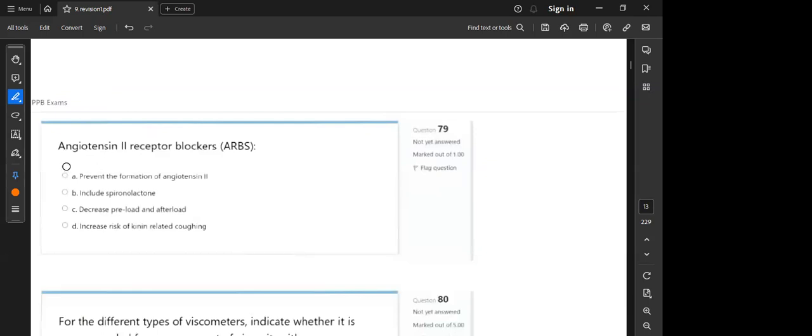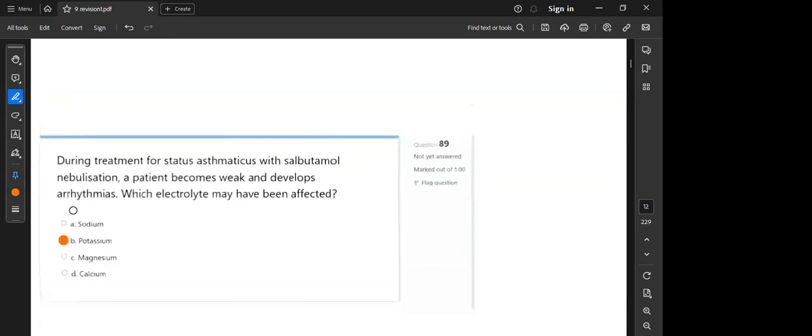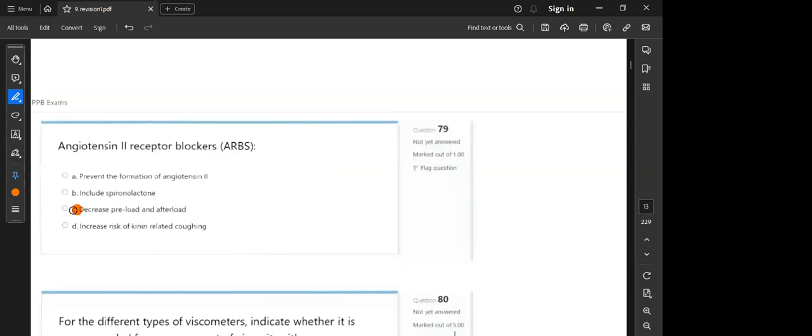Angiotensin 2 receptor blockers prevent formation of angiotensin 2, includes spironolactone, decreased preload and afterload, increased risk of kinin-related coughing. That decreased preload and afterload, because angiotensin 2 will still be made. See, both ACE inhibitors and ARBs do that. Decrease preload and afterload.